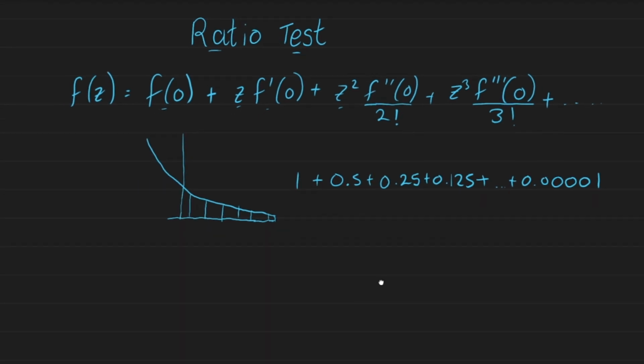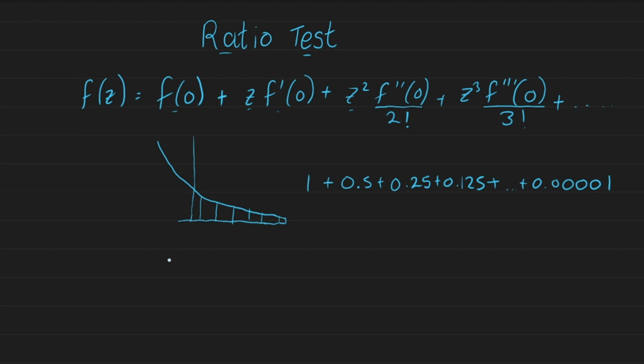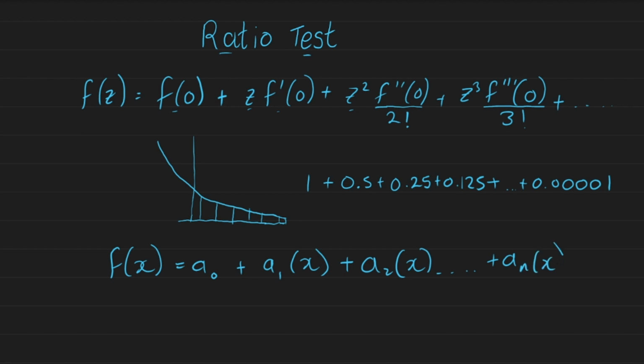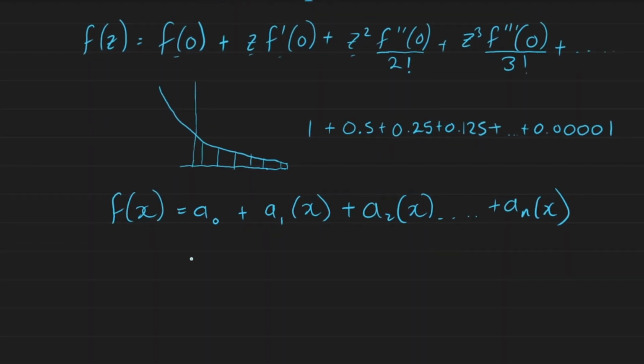We can generalize this a bit more, and we can write a function of x as being the sum of some polynomial. So a naught plus the second term is a1 as a function of x, plus a2 as a function of x, and so on. And then we would have an as a function of x. So when we write the ratio test, we are applying the fact that the next term is smaller than the last. So what we're looking at is the next term. So the general term is an. Any one of these things could be an.